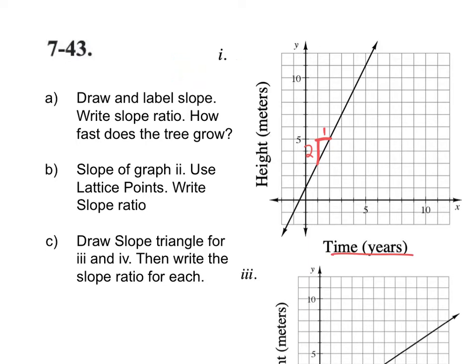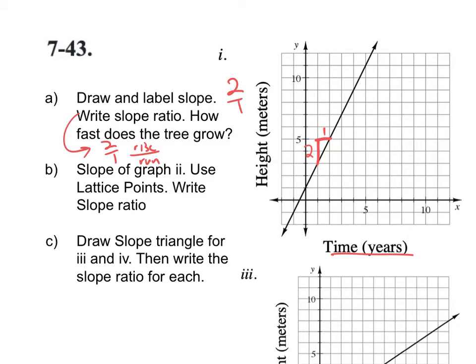So here I am rising, or going up, 2 meters for every 1 year. So I'm going 2 over 1 as my slope ratio. Let me just write that right down here. That would be 2 over 1. You can think about that as rise over run.